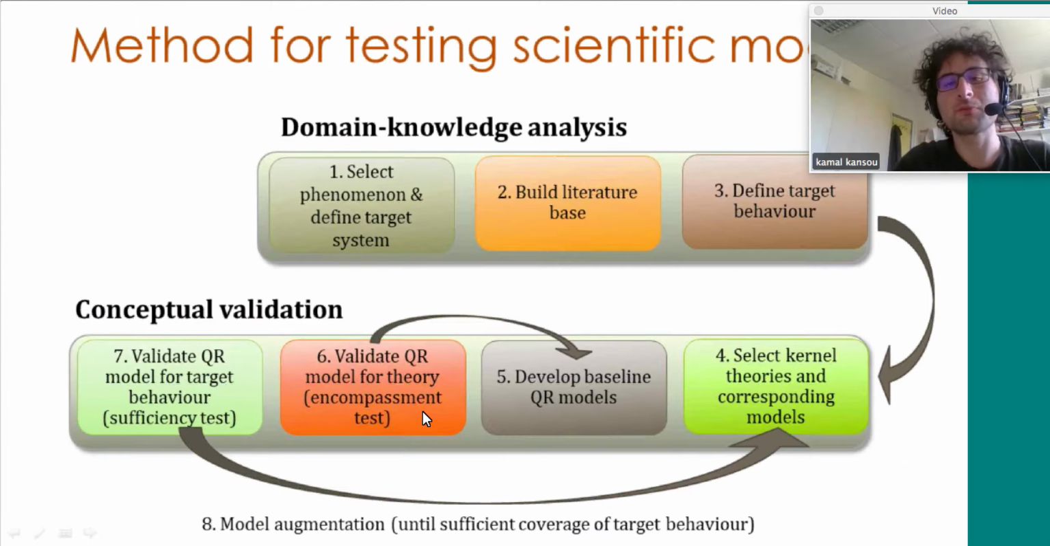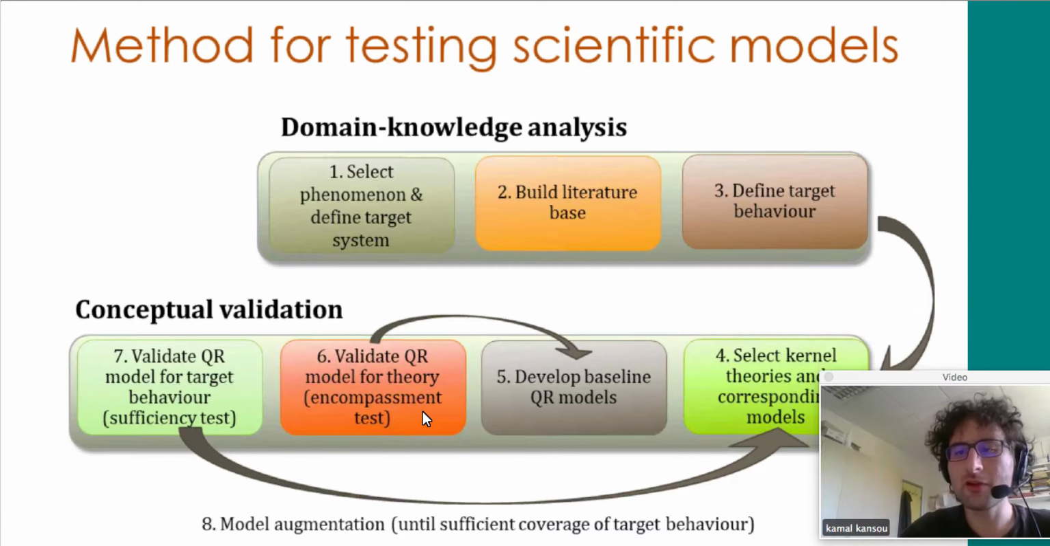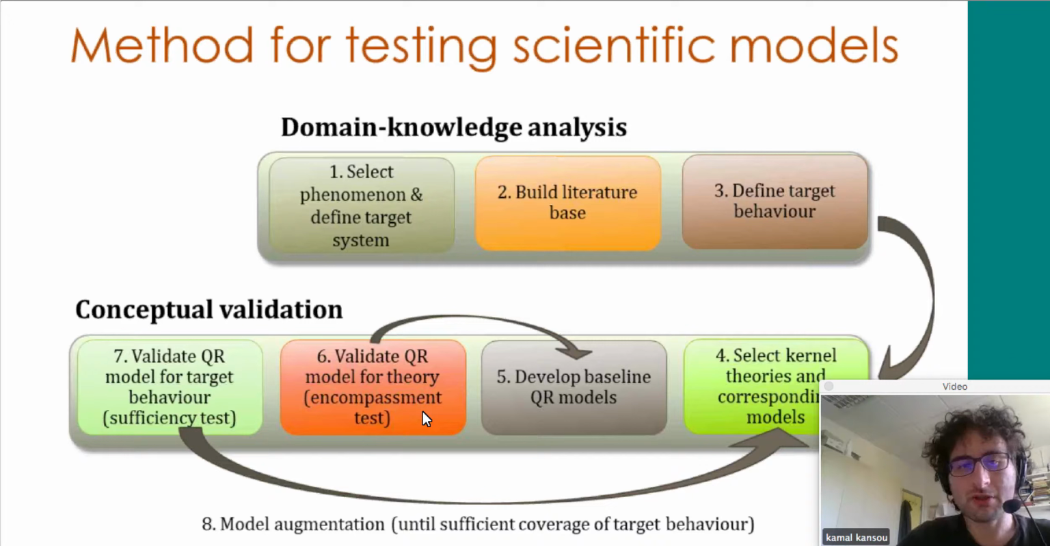So now, to go back to the main topic, we designed a method for testing scientific models using this modeling approach, and we have separated two different kinds of work. The first type of work is to perform a domain knowledge analysis. There are three steps here. The first step is to select the phenomenon under investigation and define a target system. The second step is to build a literature base with observational data and with theories. And the third step, the most important here, is to define a target behavior.